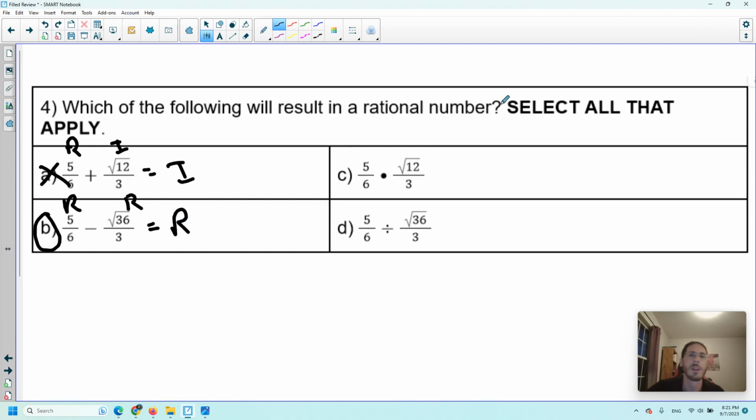With C, this is going to be a rational times an irrational. We said as long as the rational number is not 0, it's always going to be irrational. So we're not going to pick that one. And again, square root 36, we got to be careful. This is really a rational divided by a rational. Rational divided by a rational is always going to be rational. Again, the thing that we look out for is those square roots. We just saw the square root of 36.